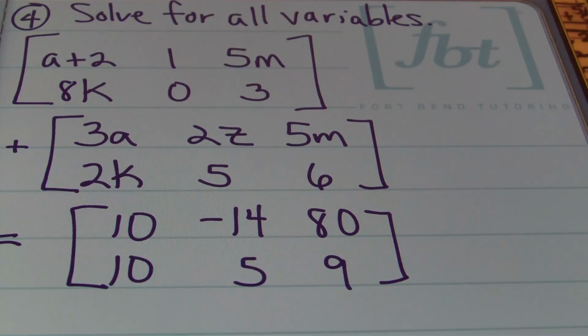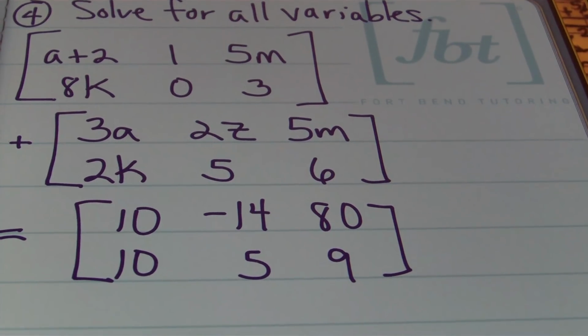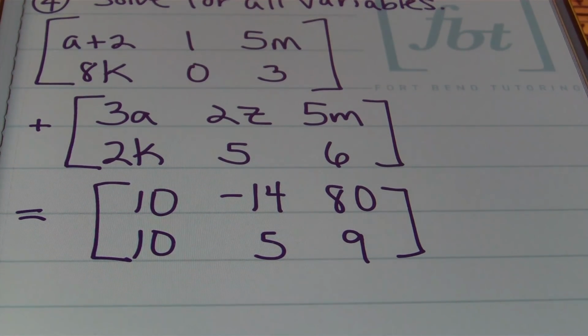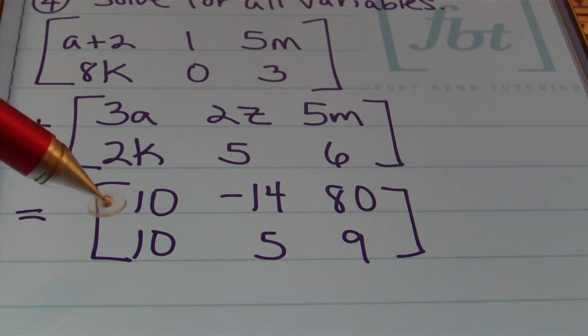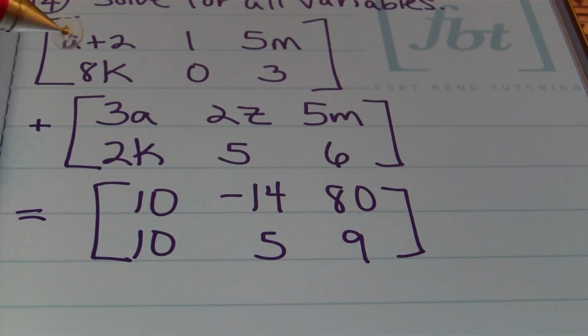So in this problem, we have a different format here. I'm sorry I had to stack these, but what you see before you is the sum of two matrices on the left side of the equal sign that equals this matrix on the right side of the equal sign. So you have two matrices that are adding to equal this matrix right here.